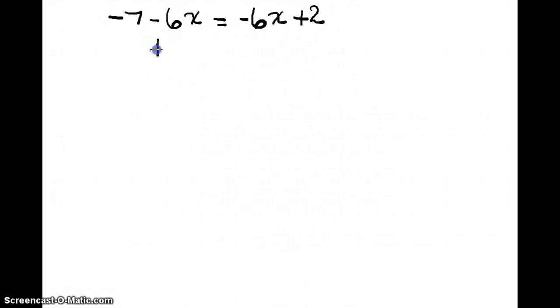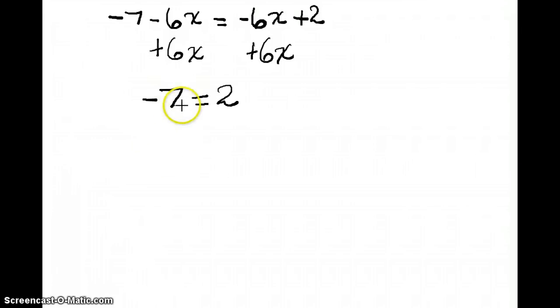So we're just going to add 6x to both sides. And I'm left with negative 7 equals 2. Well, is that a true statement? Does negative 7 equal 2? Well, of course it doesn't.